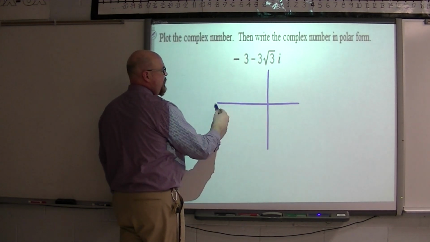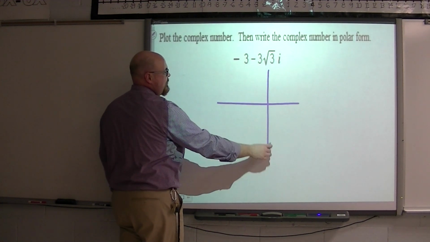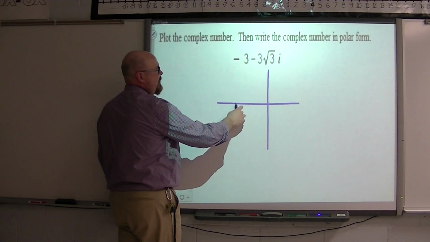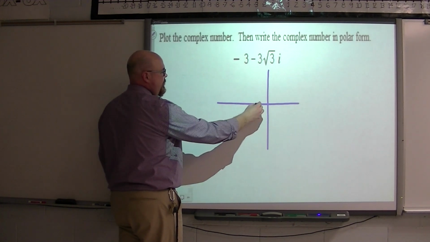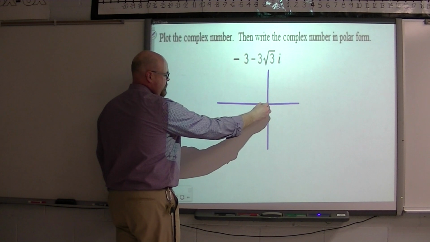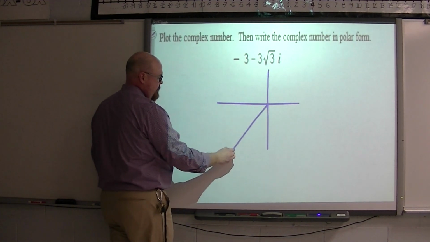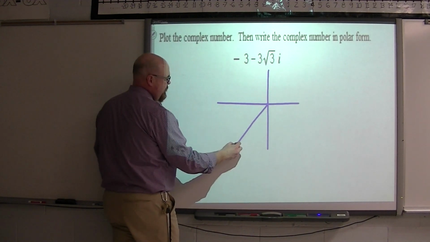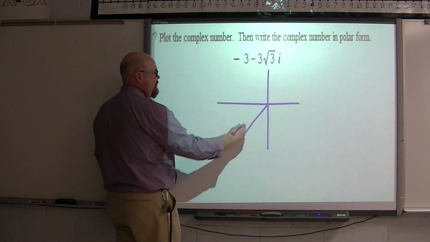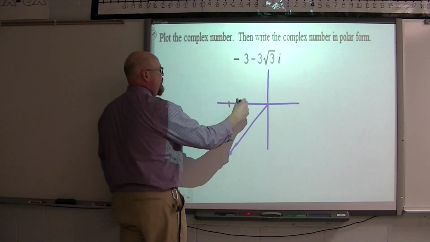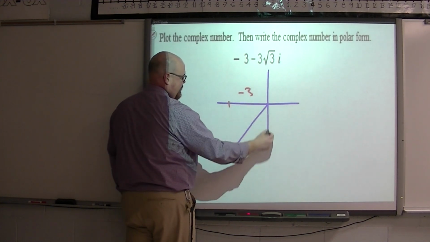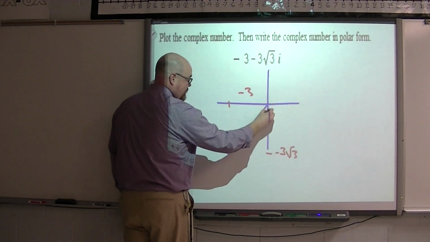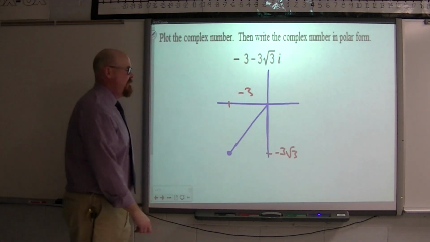So at this point we have our real axis and our imaginary axis. Along the real axis we go over -3, and along the imaginary axis we go -3 radical 3. So it's going to go a little bit longer, right? So let's go here. Oops, sorry. I'm in vector mode with my other class. So let's put it right there. So we know that this distance is -3, and this distance down to here is negative radical 3, root 3. So we have that.